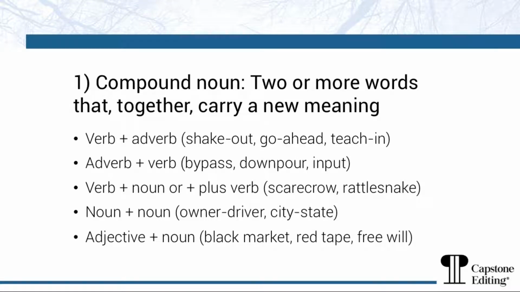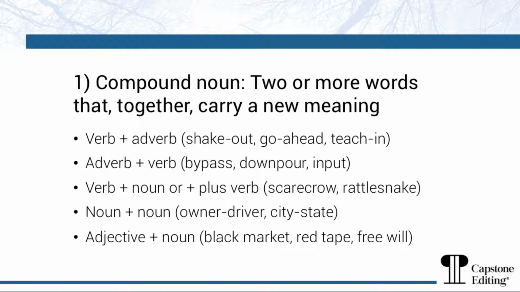Okay. The first type of compound word is a compound noun. This is the largest group of compound words. A noun, of course, is a naming word. A compound noun consists of 2 or more words that, when put together, carry a new meaning. There are different types of compound nouns depending on what type of words you're putting together.